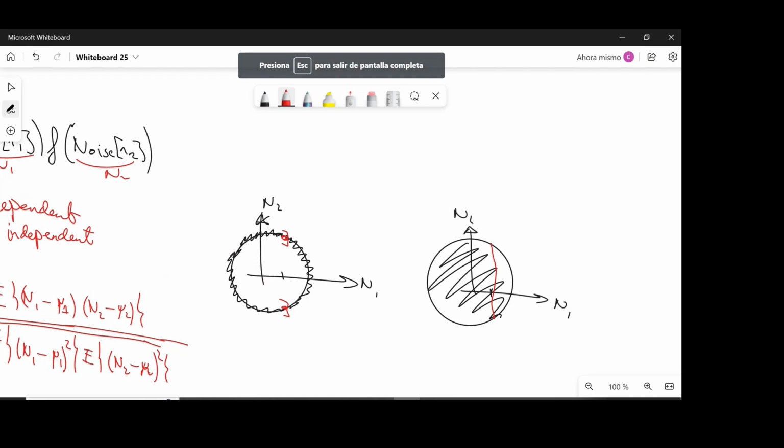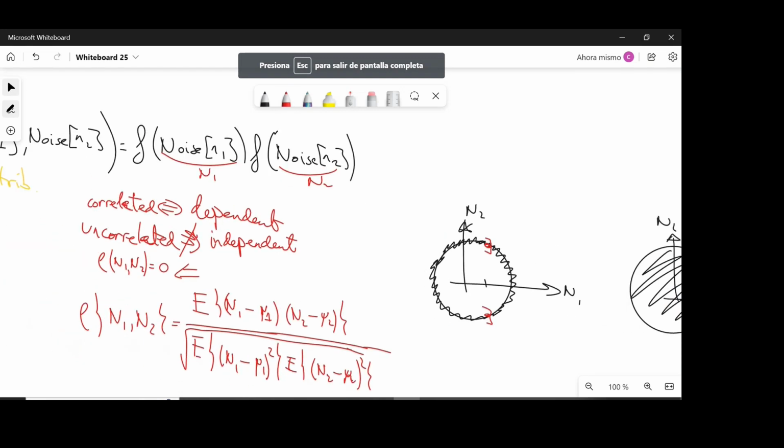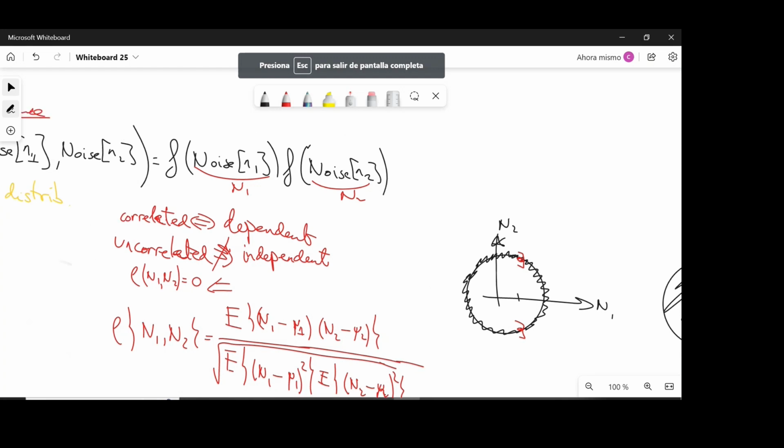So it is independent. A 2D Gaussian, not always, depends on what the correlation matrix is, but can be independent, and typically these rounded shapes are independent. So independence means uncorrelation. Correlation means dependence, but uncorrelation doesn't mean independence. Okay, good. So this was one of the letters.